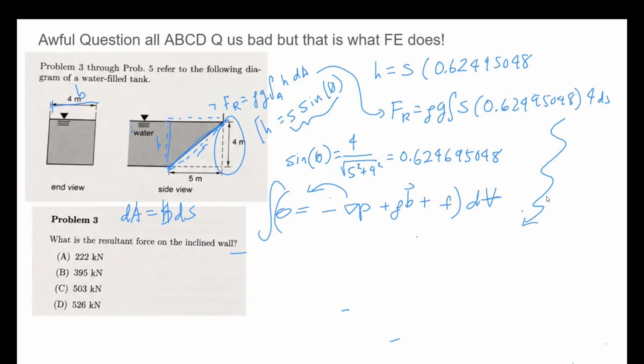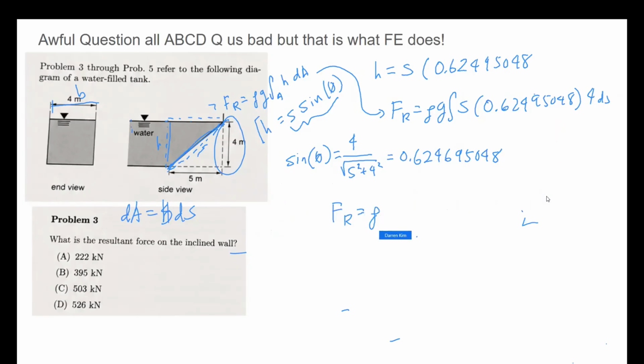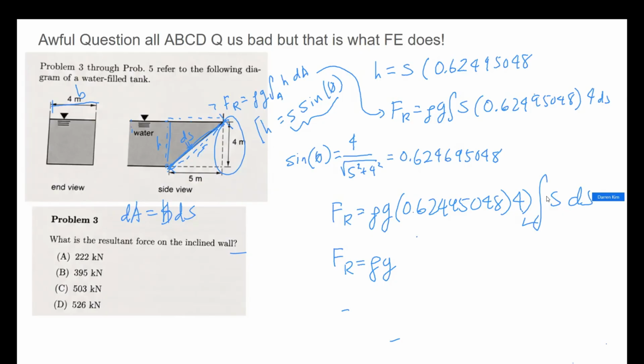So the final solution would be looking like this. Now, honestly, would people ever use this method? I have no idea. There's actually an easier method. I think I taught it a long time ago, but we're going to do 0 to L. L is this length over here, because ds is the small element over here. It's going to be S, multiplied by 4 ds. So we can just move all the constants out, by 0.6249 parentheses 4, and then it's the integral of S ds basically. If you solve that, you would get the answer.